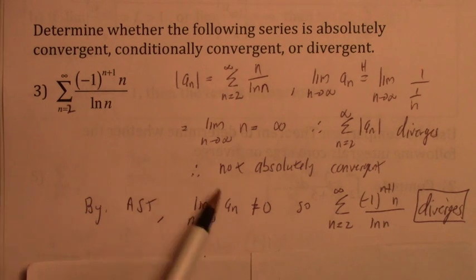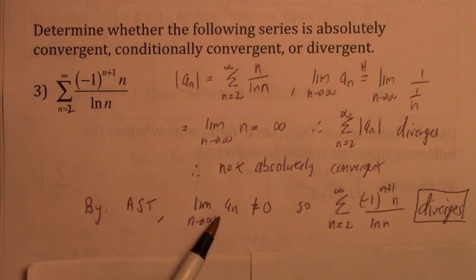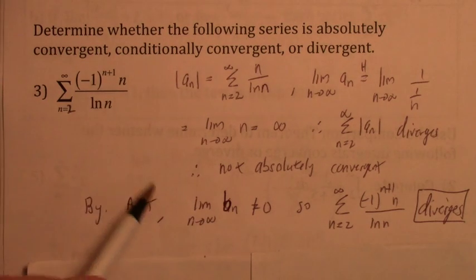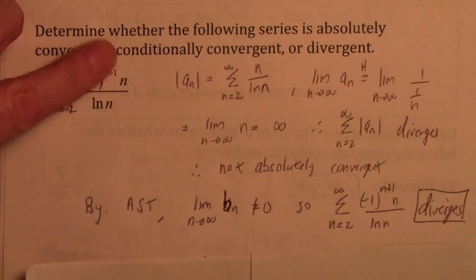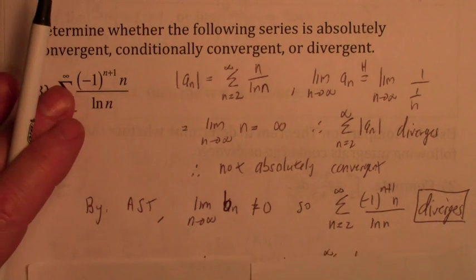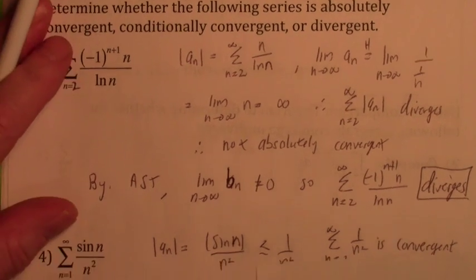So we showed it's not absolutely convergent, and then since the nth term does not go to 0, let's call this b sub n. B sub n would be this without the alternating part. Since this does not equal 0, it fails the alternating series test too, so that's why it diverges. Got it? Let's do a couple more.